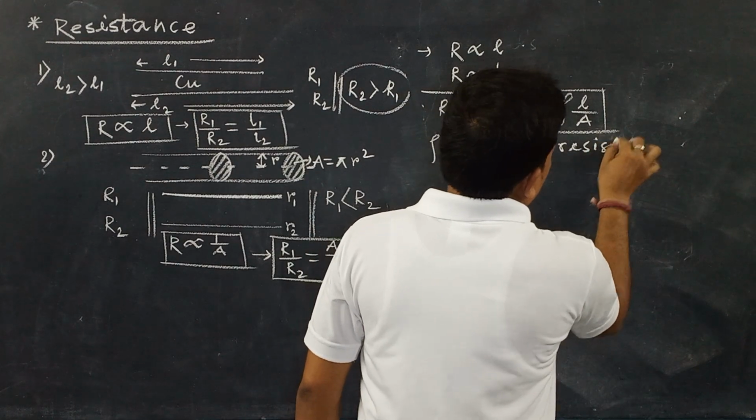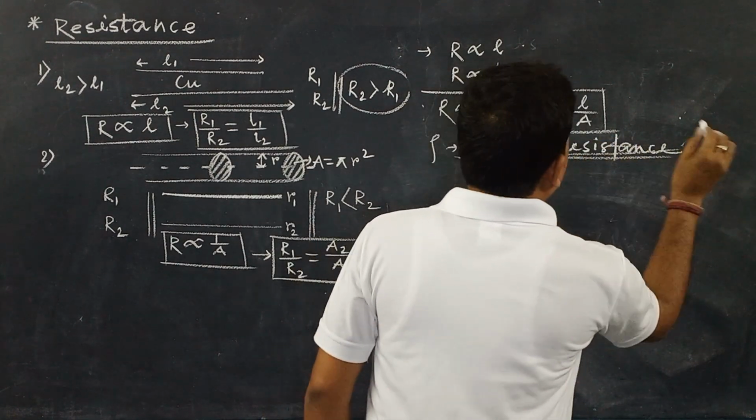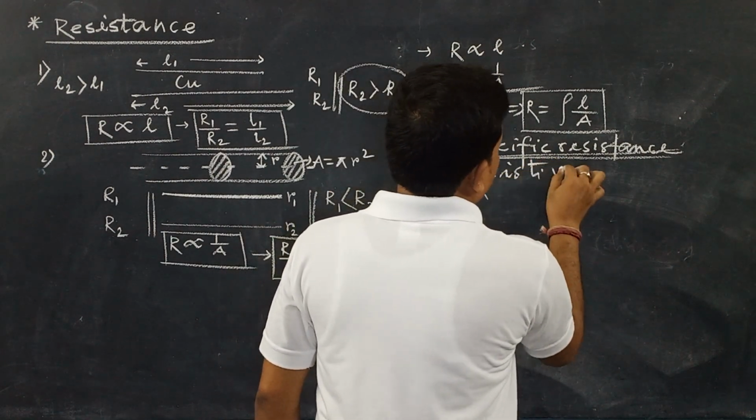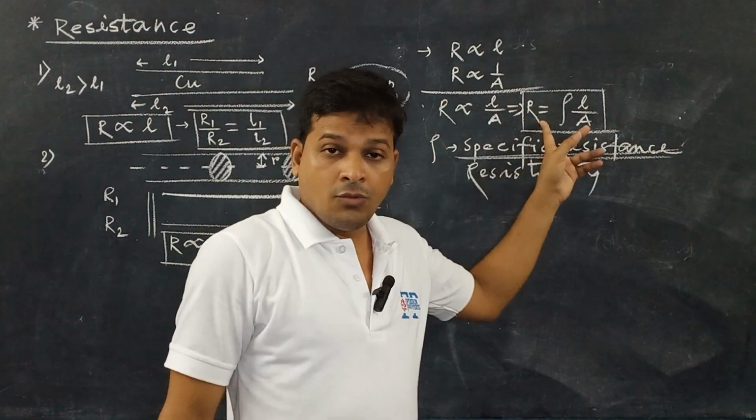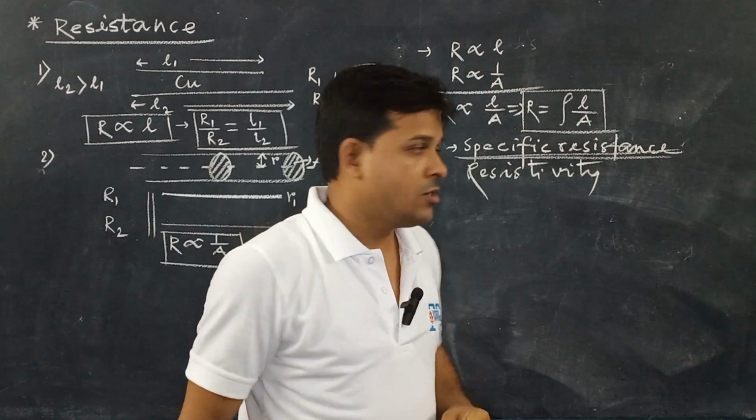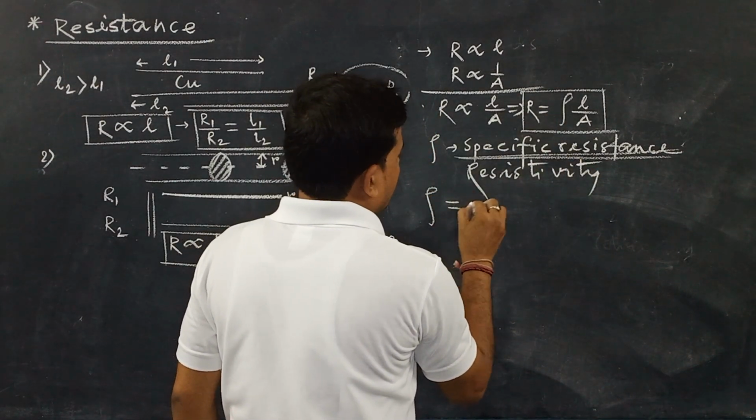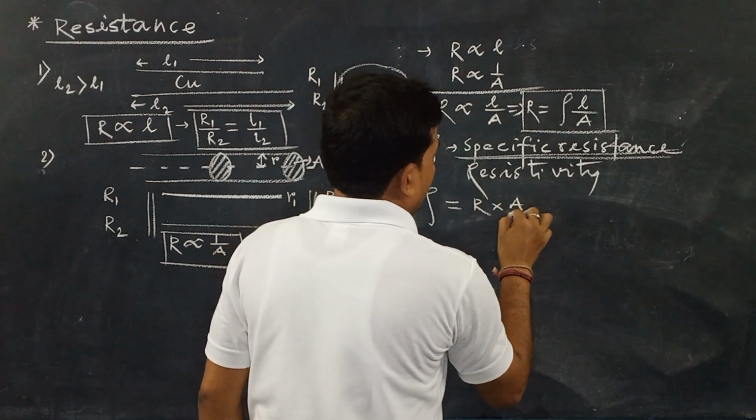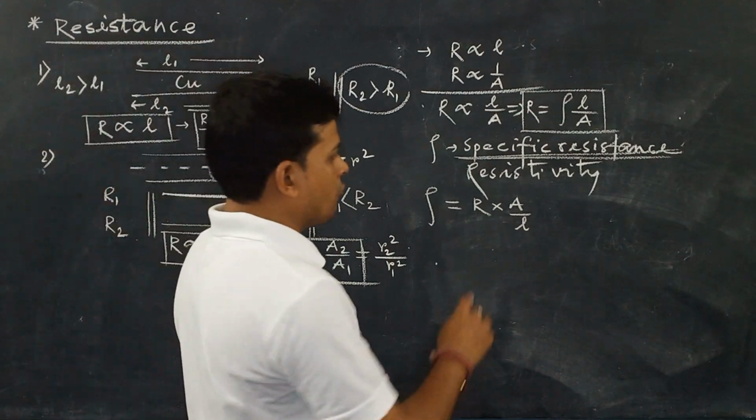Specific resistance, or simply this is called resistivity. By using this relation we can find out the unit of it, and also we can define it. What will be rho? From this relation we can write rho equals R into A by L. So how can you define this?